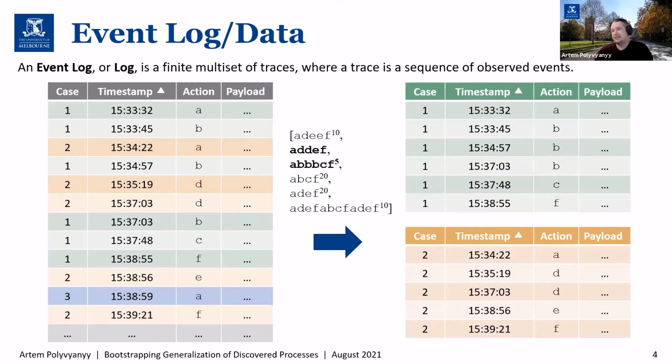Of course, traces can repeat multiple times. That's why I'm stressing that an event log is a multi-set of traces. Here, for example, the trace A, B, B, B, C, F happened 5 times, so we denoted a multiplicity of 5 for that trace. All right, so this is the data we are working with.